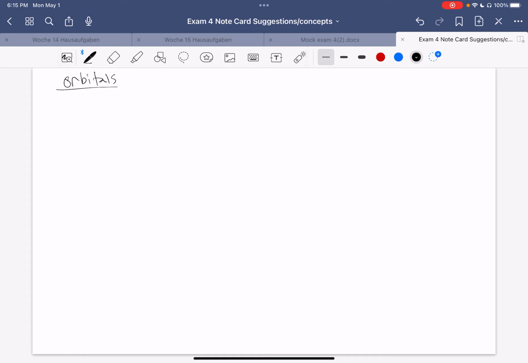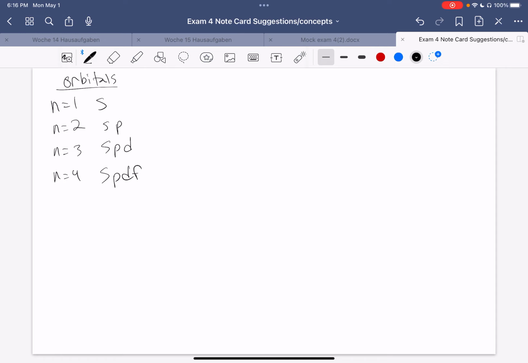something you should know is the shapes of them and then how many or what different types of orbitals can exist at what energy level. So at n equals 1, it's just the s orbital. N equals 2, it's going to be s and p. N equals 3, we have s, p, and d. N equals 4, I think n equals 4 is s, p, d, and f.